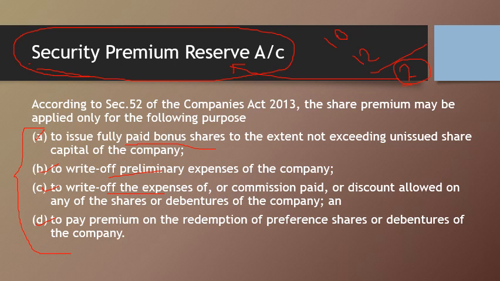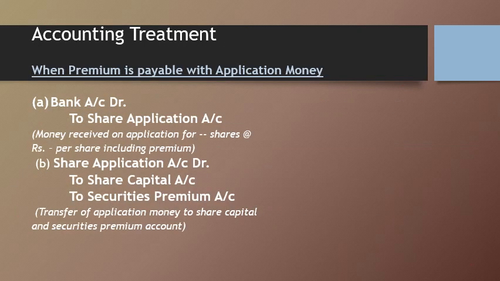So when the company earns premium on its issue of shares, that premium income can be utilized only for these four purposes. Now we are going to deal with the accounting treatment when the shares are issued at premium. So the premium amount can be collected along with the application money or allotment money. It can be collected in these two ways.